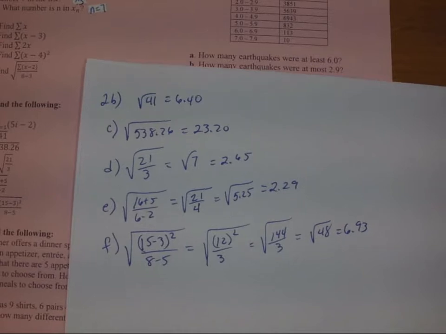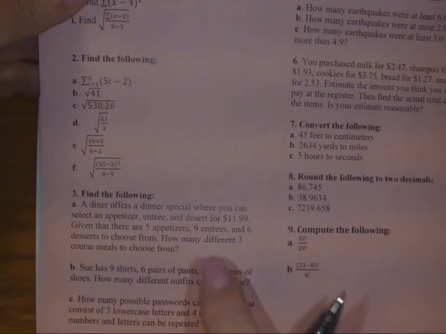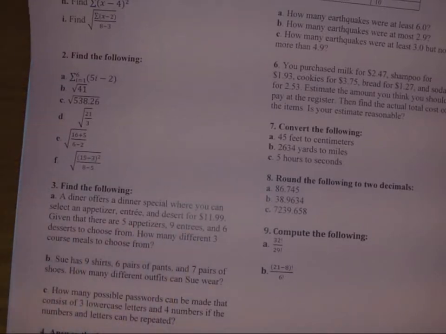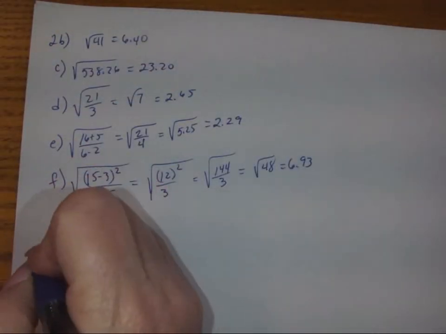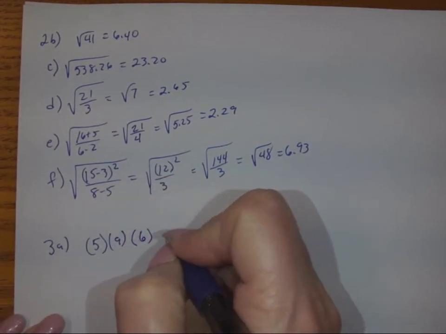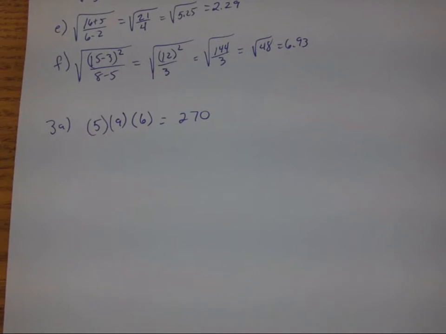All right, so the next thing we're going to talk about is the fundamental counting principle. There's a diner that offers a dinner special where you can select an appetizer, entree, and dessert for $11.99. Given that there are 5 appetizers, 9 entrees, and 6 desserts to choose from, how many different course meals are there to choose from? So we're going to multiply those 3 things together. 5 appetizers times 9 entrees times 6 desserts will get us 270. So that tells us there's 270 different ways to order that meal. You may order the same thing except change the dessert, change the entree, or change the appetizer, but there are 270 different ways to do it.